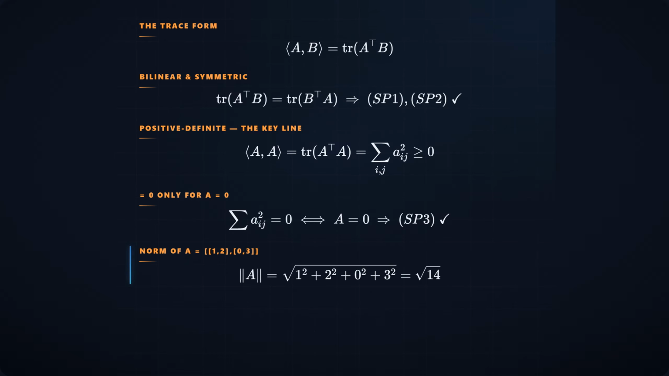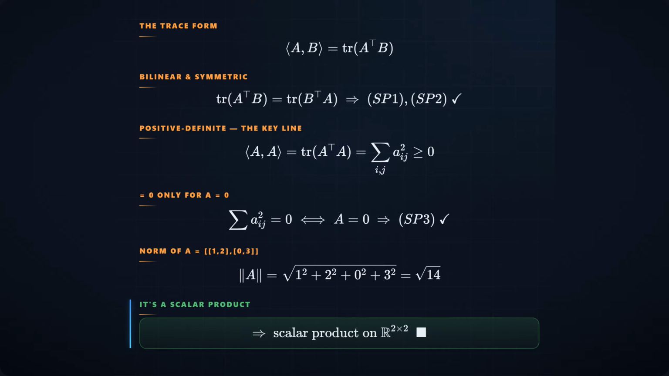So the induced norm is just the square root of the sum of the squared entries, the Frobenius norm. For our matrix, 1, 4, 0, 9, summing to 14, so the norm is root 14. All three axioms hold. The trace form is a genuine scalar product on the space of matrices. Same three rules, a completely different kind of vector.